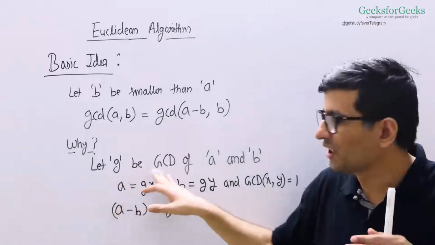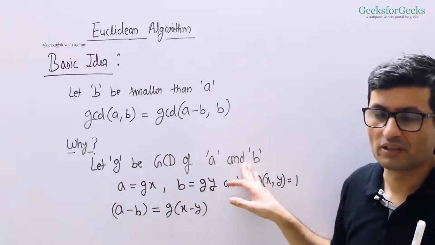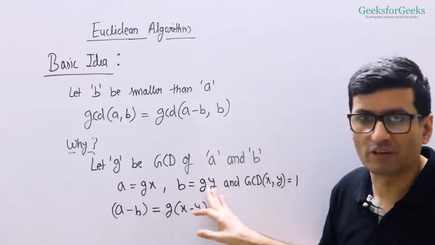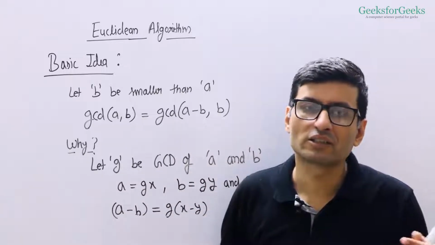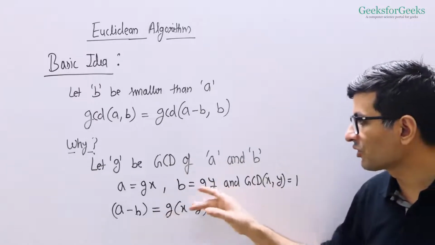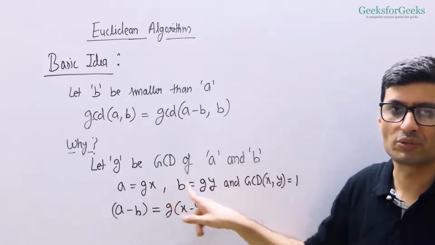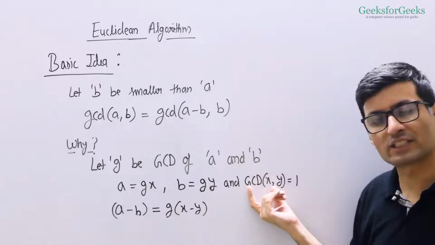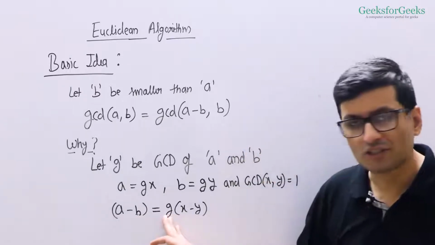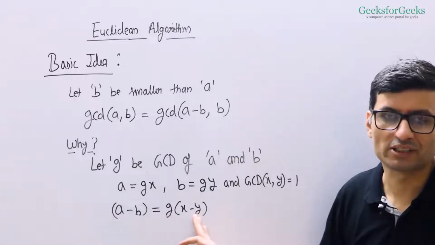Let G be the GCD of two numbers A and B, which means we can write A as Gx and B as Gy, where x and y are integers. And since G is the GCD, there should not be any more common factor between x and y. So GCD of x and y should be 1. So we can write A minus B as G common x minus y.